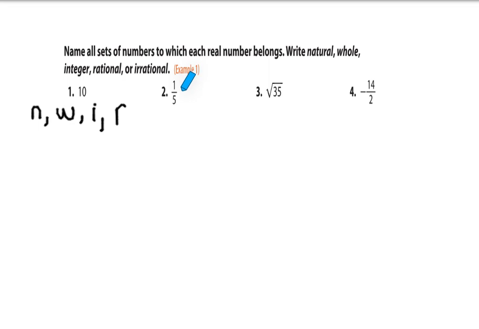You have 1/5. That's a fraction. Guess what? It could be rational. It's not a natural number. It's not a whole number. It's not a whole number either. So it's not considered an integer. This is a fraction. Moving on to the next thing.